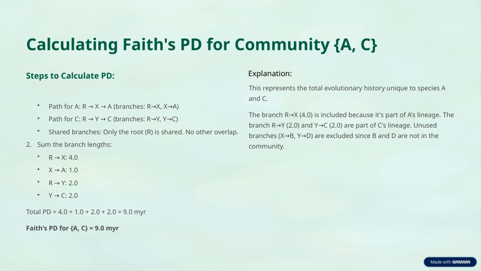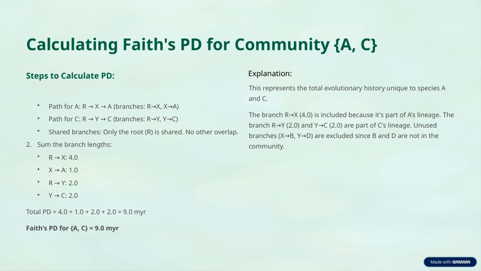One key point to remember is that we only include branches relevant to these species. For example, branches leading to B or D, like X to B or Y to D, are excluded because B and D are not part of our community. So, in summary, Faith's PD captures the total amount of evolutionary history contained within our community.